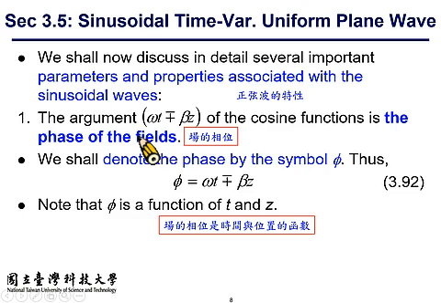Simultaneously. You need to comprise. So as you can see here in 3.92, the argument phi, the phase of the sinusoidal function, equals omega t minus and plus beta z. So it comprises description for time and space simultaneously. Okay?